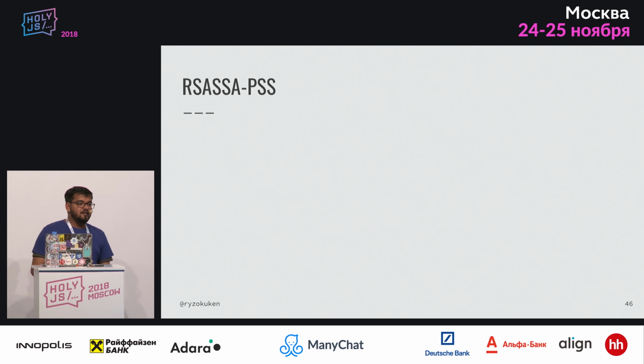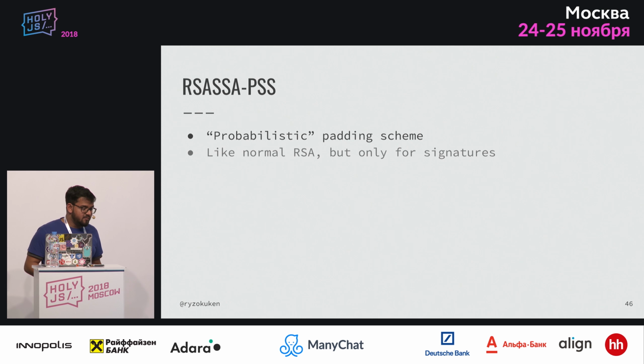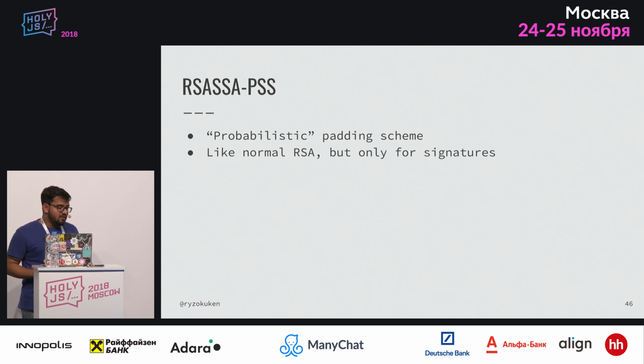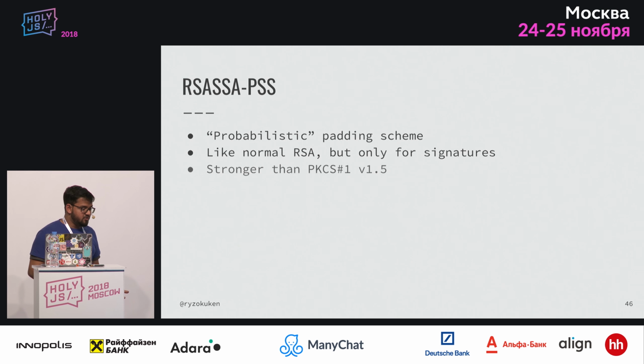So there's RSA-PSS. What is it? It's a probabilistic padding scheme. So what do probabilistic padding schemes mean? Well, it's complicated, but that's a lot of math stuff. Probably we'll discuss this after. But think about it this way: it's like normal RSA, but only for signatures. But it's really good for signatures.